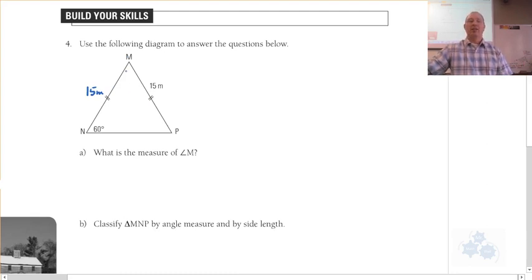Now, we're asked about M, but what's an easier angle to identify here? Is it easier to identify angle M or angle P given this diagram? Which one is easier knowing this is an isosceles triangle? Watch this. The easiest one to spot here is angle P, because it's the same as angle N. That's 60, right? Because this is 60.